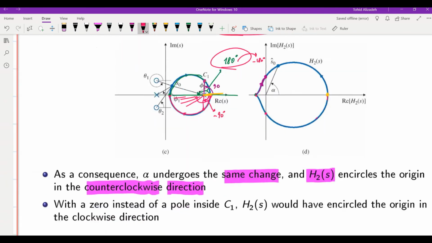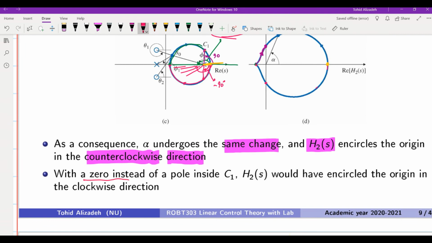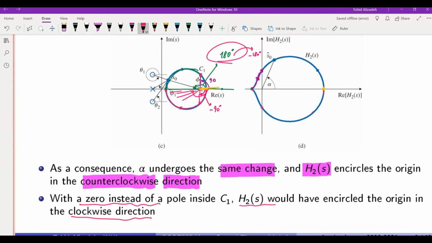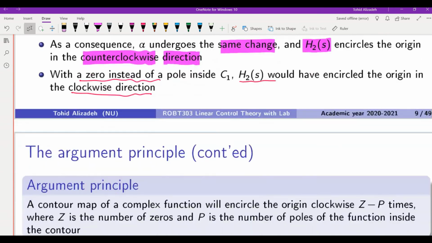If instead of a pole inside the contour we had a zero, then H2 would have encircled the origin in the clockwise direction. Okay, so this is something important to keep in mind.